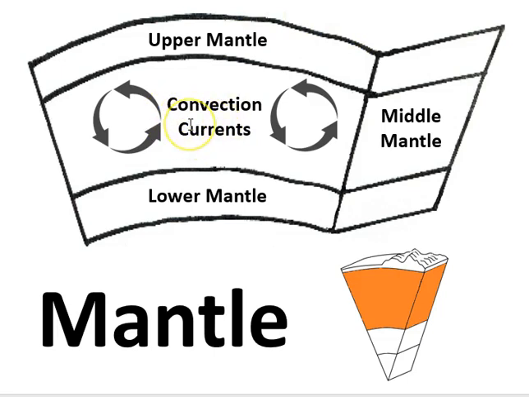Now, you can see convection currents in everyday life. If you have even water boiling, you'll notice that where the water is close to the flame, it tends to rise up, and then when it gets to the top and cools down, it tends to go down.